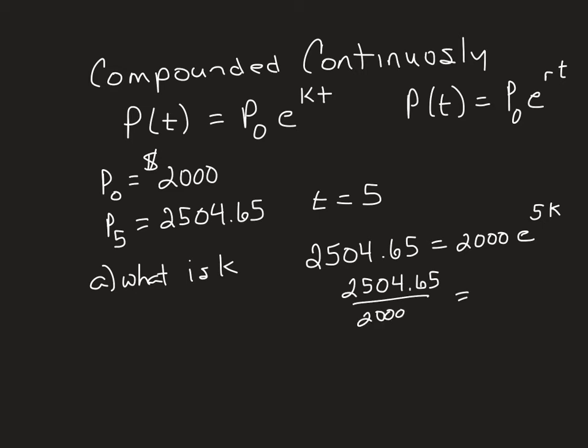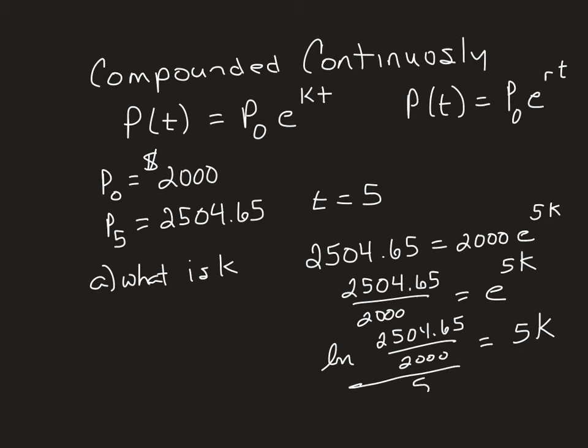And that leaves us with e to the 5k. Hopefully you're beginning to see a pattern here. If I take the natural log of both sides, we get 2504.65 divided by 2,000 equals 5k times the natural log of e, which is 1, so we don't have to put it. Now I can divide both sides by 5, and we can get what k is.